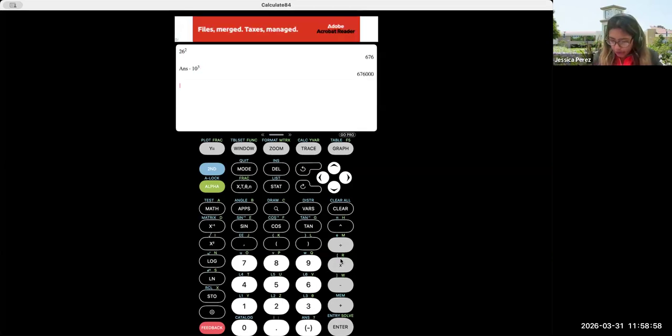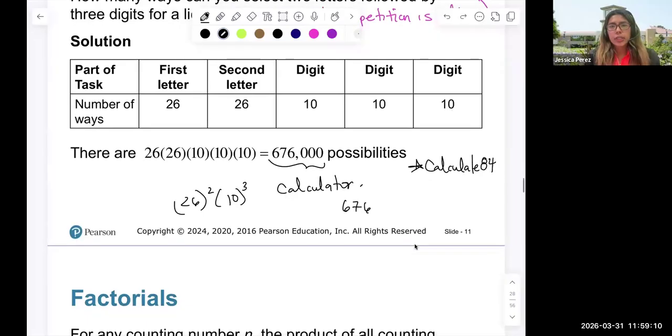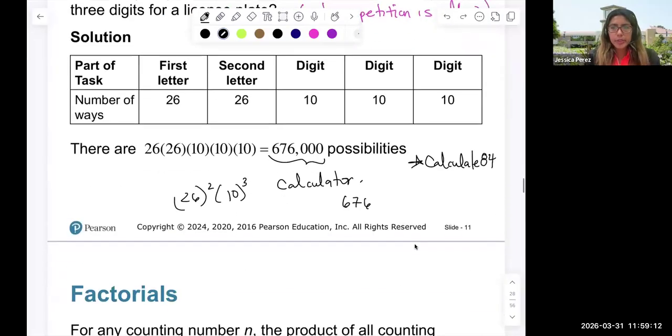And then I'm going to get my solution, which is 676,000 possibilities. And that will be my solution, which is using the counting principle.